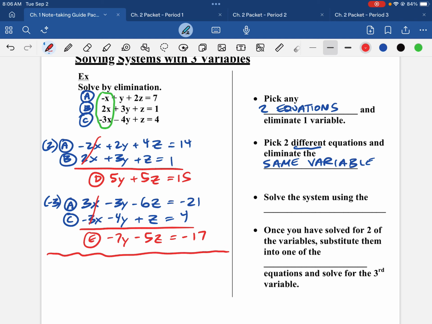Now I'm going to take equations D and E, and I'm going to think of that as a new system. So I'm looking at those and thinking, well, if I just added them right now, would anything eliminate? And I lucked out here because the z's are already opposites.